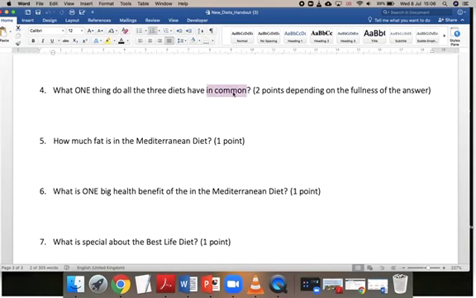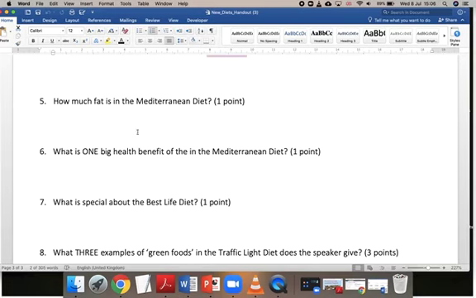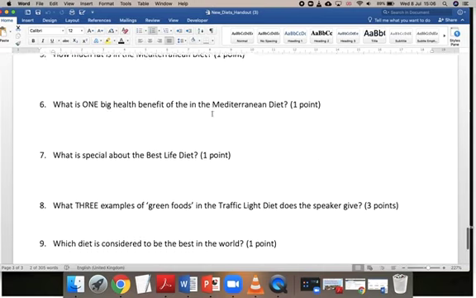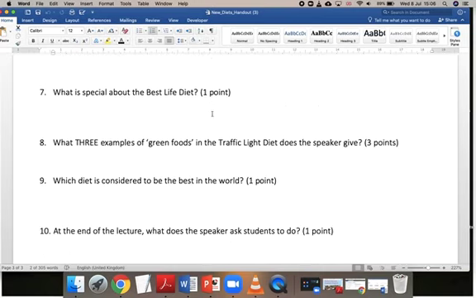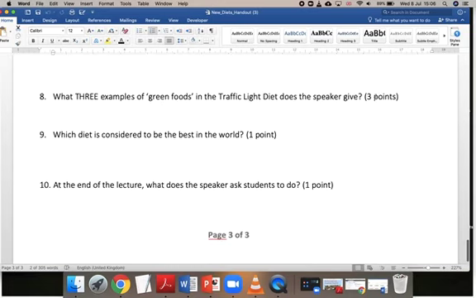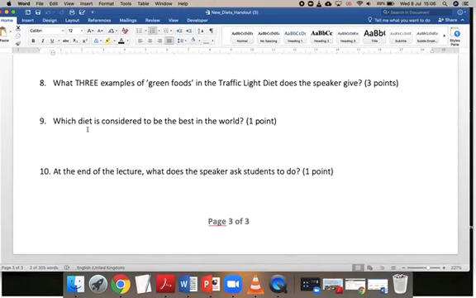Make sure you understand. How much fat is in the Mediterranean diet? What is one big health benefit of the Mediterranean diet? Maybe you have heard about this diet and then your background knowledge should help you. What is special about the Best Life diet? What 3 examples of green foods in the traffic light diet does the speaker give? Each example is 1 point. Which diet is considered to be the best? And at the end of the lecture, what does the speaker ask students to do? Practically in every lecture we have this question, so please listen till the very end.